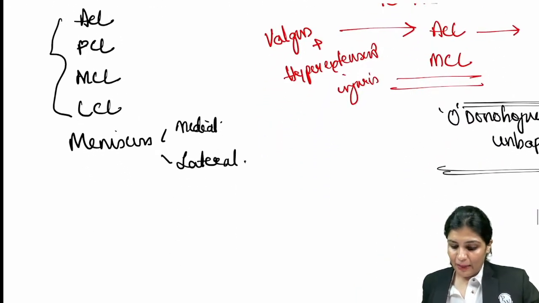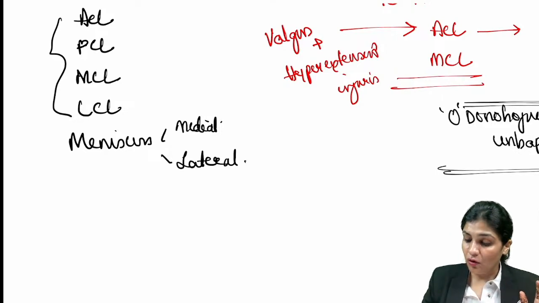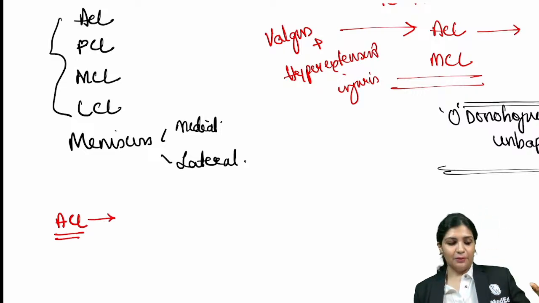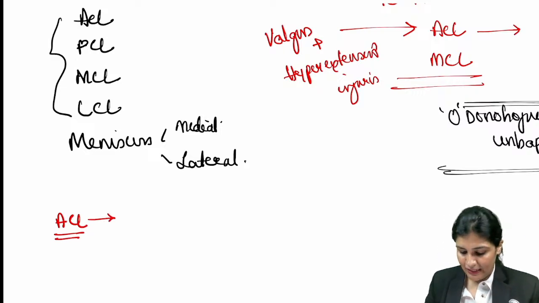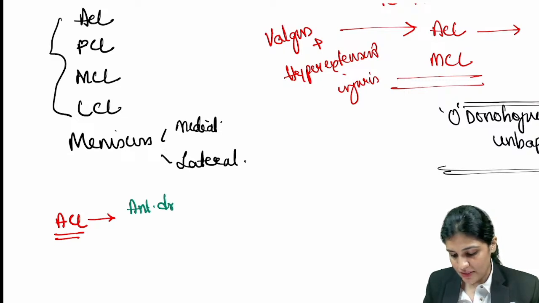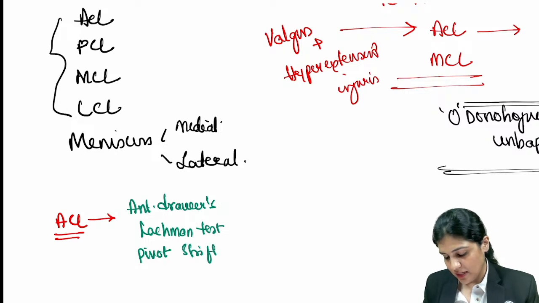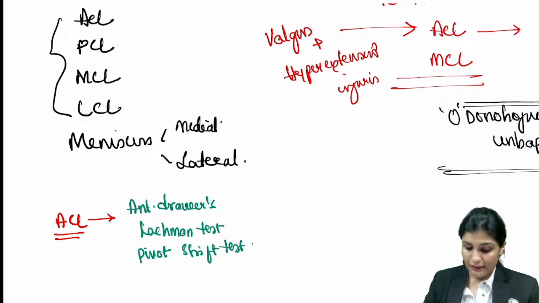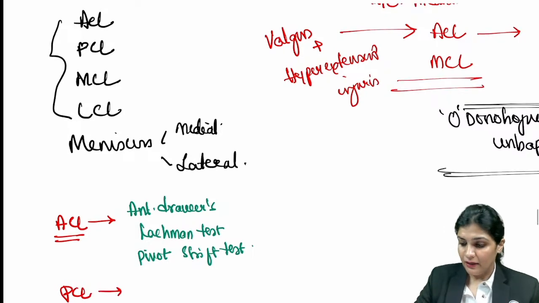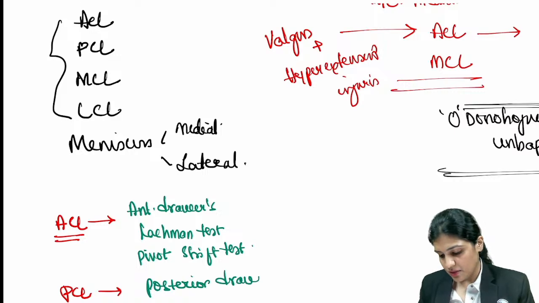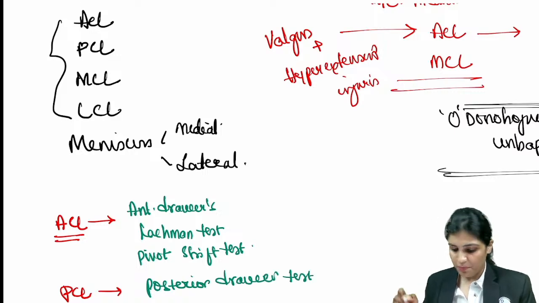And coming to the sports injuries, they always test you about the tests which are associated with each ligament. So for ACL, there is an anterior drawer test, right? And then you have your Lachman's test, and then your pivot shift test. So these are the important tests which you have to remember. And then it is PCL. Again, you have your posterior drawer test. So there is posterior drawer test for PCL, right?